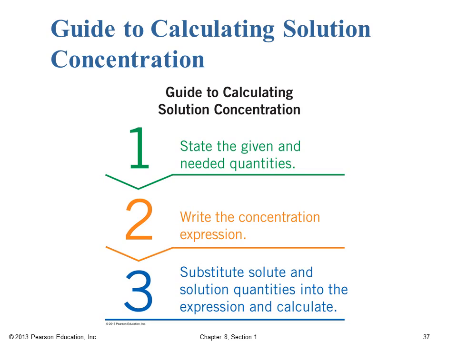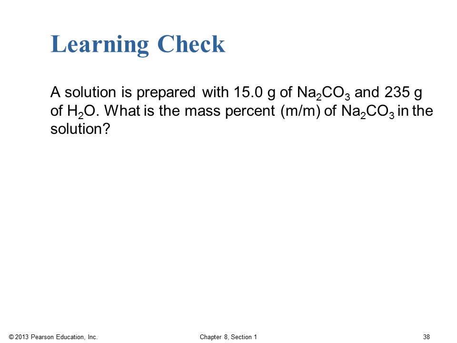Here's a flow diagram showing how we can calculate the solution concentration. We typically want to state the given quantities, then state what we're trying to figure out, the needed quantities. Then we write out the concentration expression, or the equation, and substitute our quantities into the equation and calculate. Here we have 15 grams of sodium carbonate and 235 grams of water. What is the mass percent of sodium carbonate in solution?